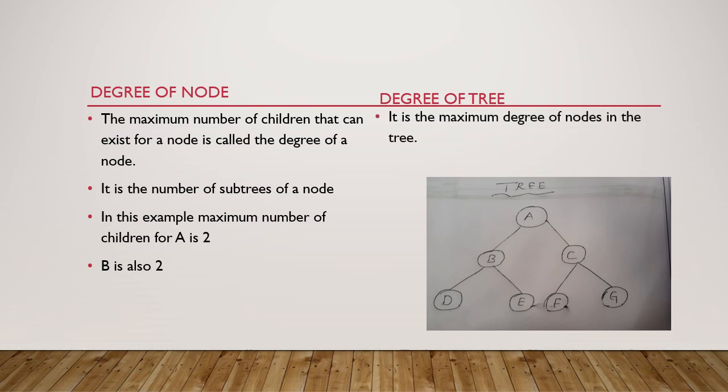Okay, degree of tree means it is the maximum degree of nodes in the tree. So how many are there? In this particular example, each and every node is having 2, 2, whereas D, E, F, G are having 0 as the degree because D, E, F, G are not having any children. Correct? So because of that, the maximum degree is 2. So here in this example, degree of tree is 2.